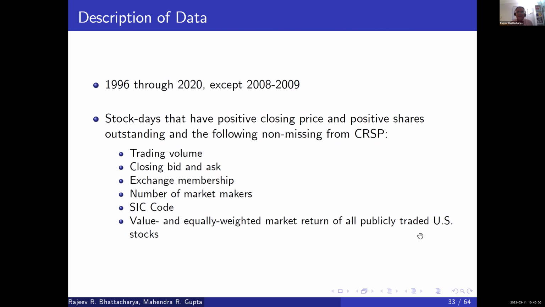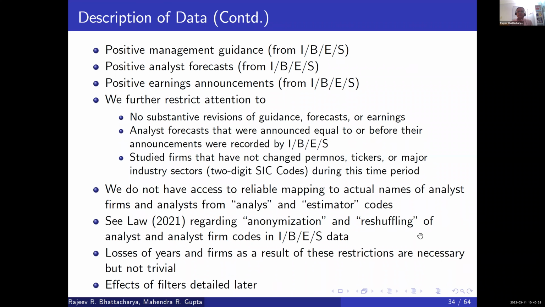Okay, our data, 1996 to 2000, except 2008 to 2009, because of the great financial crisis. And we take the standard regularity conditions on the data: trading volume, non-negative price, and all that stuff. And also, as we discussed, we need positive management guidance, analyst forecast, and earnings announcements.